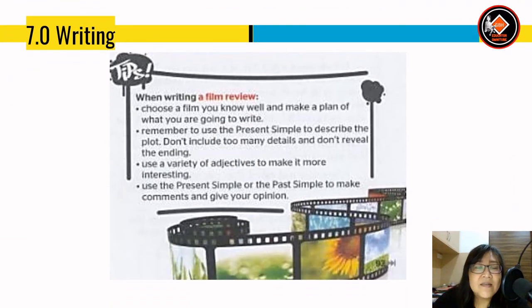Dear students, now let's look at the tips. When writing a film review, choose a film you know well and make a plan of what you're going to write. Remember to use the present simple to describe the plot. Okay, remember, use present simple. Don't include too many details and don't reveal the ending. Use a variety of adjectives to make it more interesting. Use the present simple or the past simple to make comments and give your opinion.